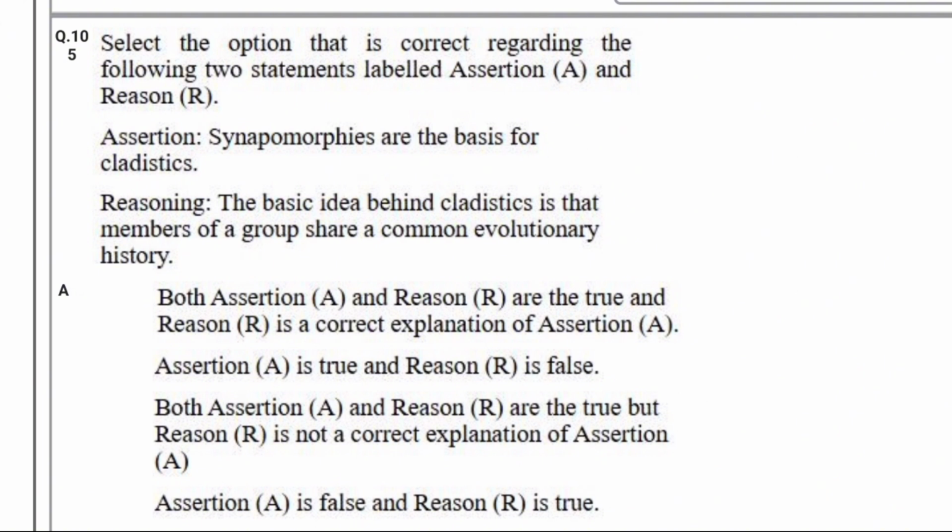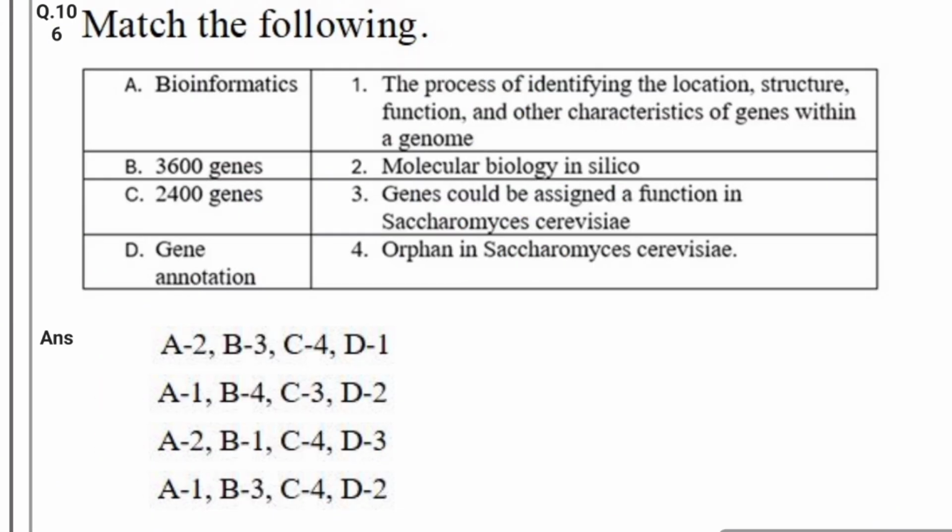Select the option that is correct regarding the following two statements labeled assertion and reason. Assertion: synapomorphies are the basis for cladistics. Reason: the basic idea behind cladistics is that members of a group share a common evolutionary history. For this, the correct answer is both assertion and reason are true, and the reason R is the correct explanation of the assertion A. Let's see the next question.